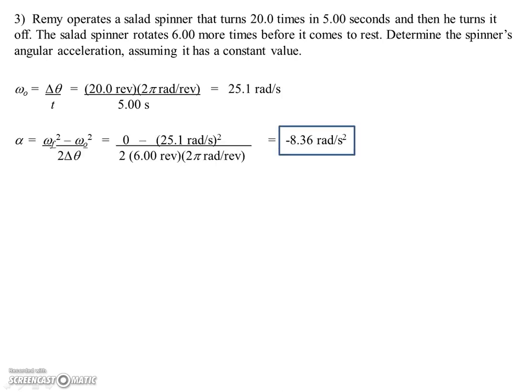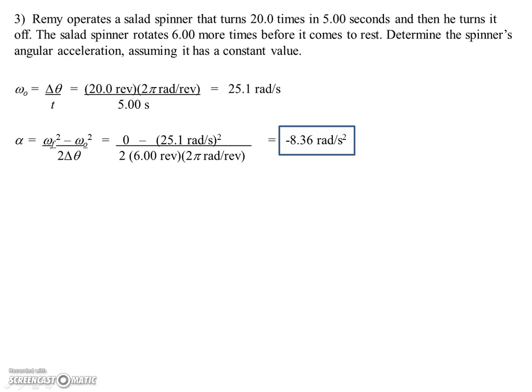So here's the equation to solve for alpha, which is the angular acceleration. So it's omega final squared minus omega naught squared divided by 2 delta theta. This is for the second phase of motion, so it's going to come to rest, so the final angular speed is 0. The initial is what you found in the previous step. We're not using the 20 times anymore, now we're using the 6 times. So that's 6 revolutions, also converted into radians by using our conversion factor 2 pi radians per revolution. When you put it all together, we should be getting negative 8.36 radians per second squared.